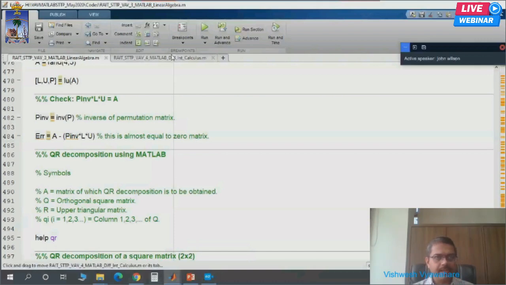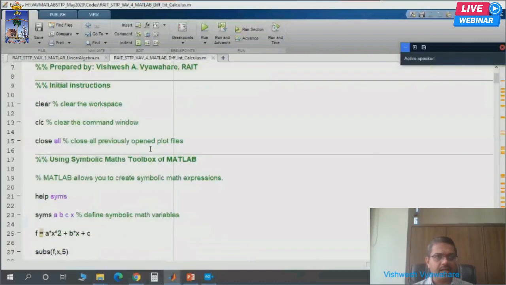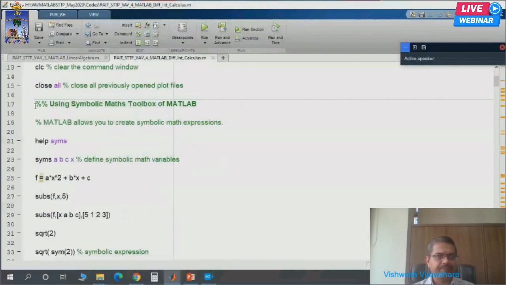Okay, then let me move ahead. Let's go ahead with the differential and integral calculus. I am going to show you a couple of examples.